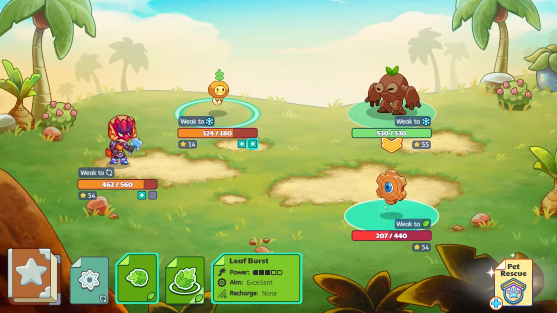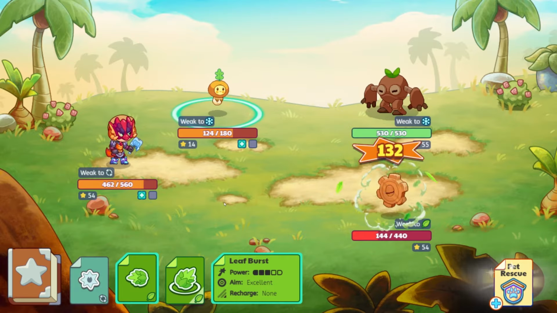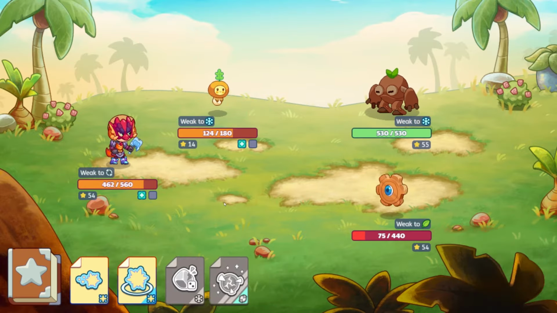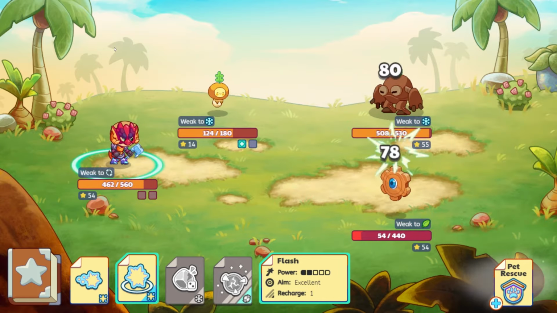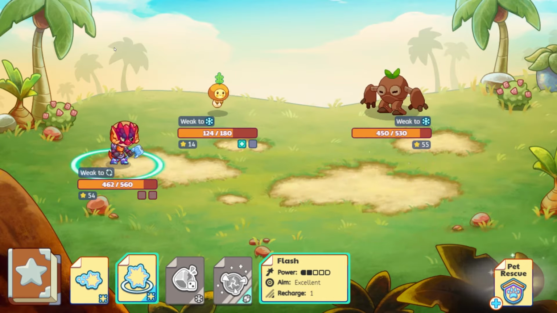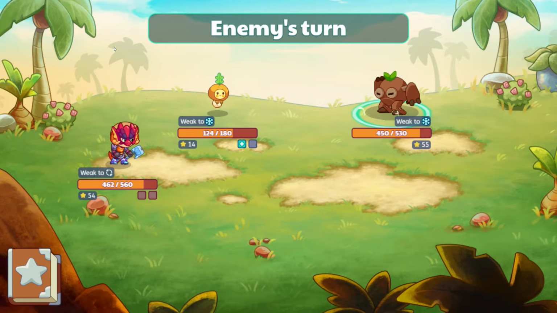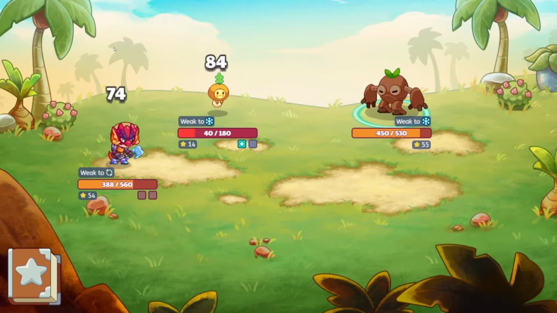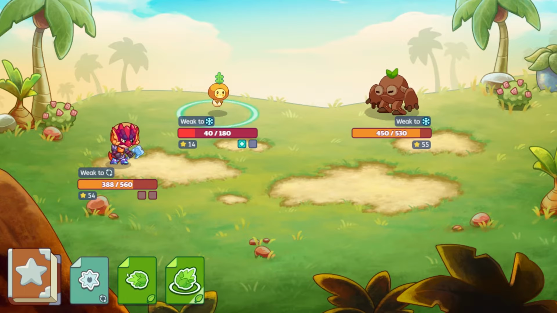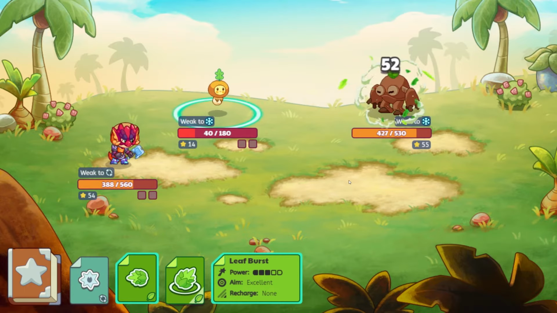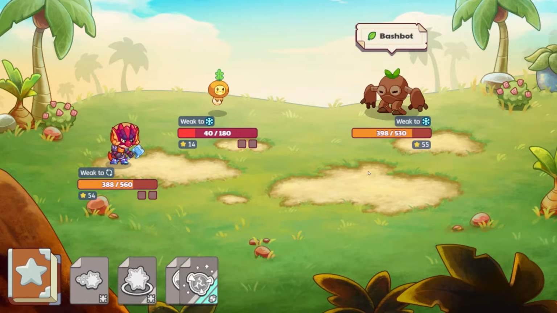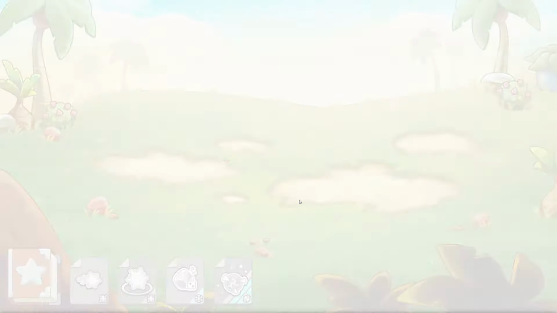And we'll throw Leaf Burst over here. Hopefully that finishes off Cogmite. Ooh, it does not. Hopefully Flash will. Let's see. We're going to get lucky here. Yes. All right, so we're still in this. Throw Cabbage at him. And 52 more off of our Bash Bot here.